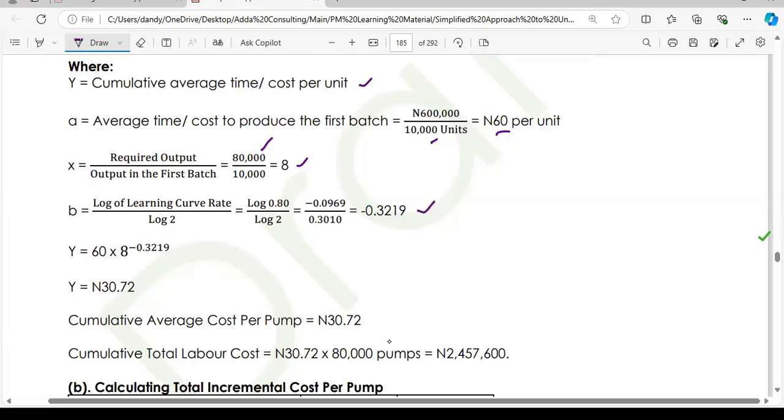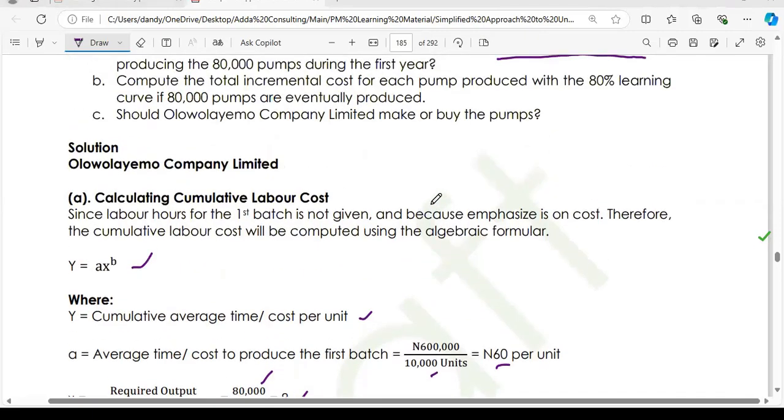Yes, IB, what are you saying? Please, can you explain again why we use the assembly cost, the 600,000? I said in the question, we're not given labor hours. There is no labor hours to produce the first batch. In the first 2 illustrations we solved, the examiner gave us labor hours for the first batch. In this particular question of Olowo Layemo Company Limited, we are not given labor hours for the first batch.